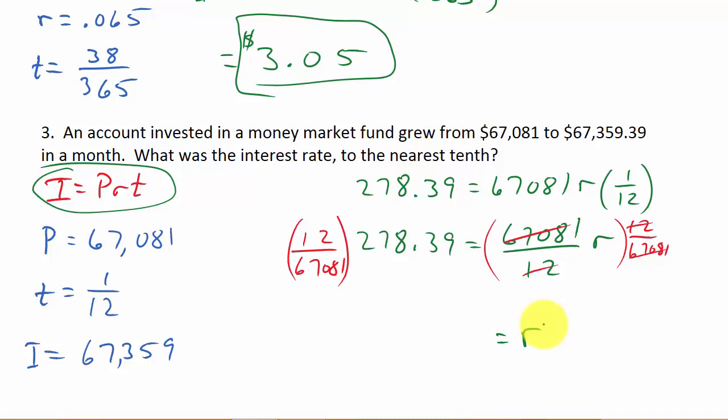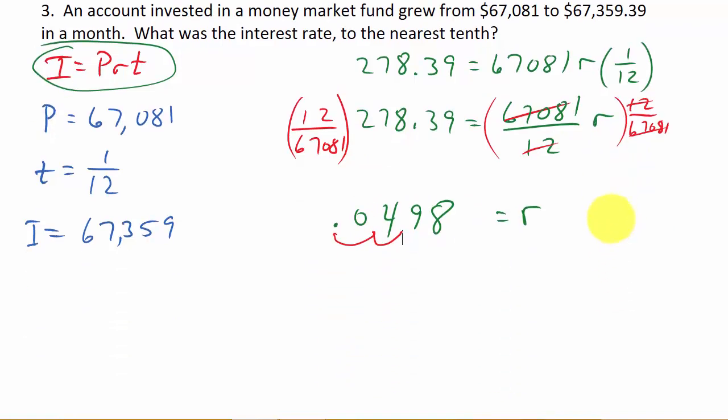And that is going to leave us with R is equal to, so we'll need to figure this out. I'm going to do 12 times this, hit equals, and then divide that by 67,081. And that gives me 0.0498. Okay, so they said round to the nearest tenth. If I move the decimal 2 places, that's going to give me R is equal to 4.98.